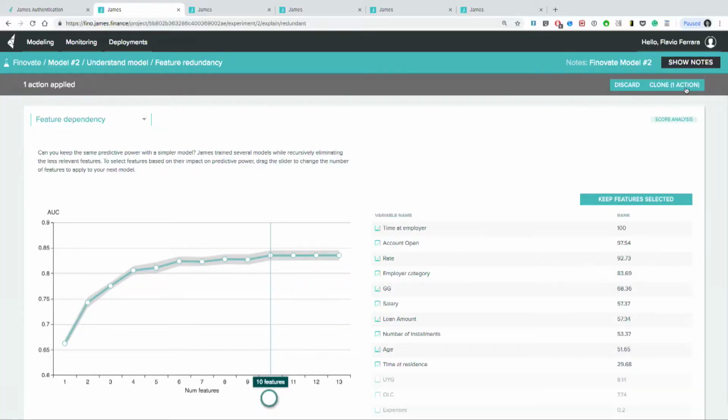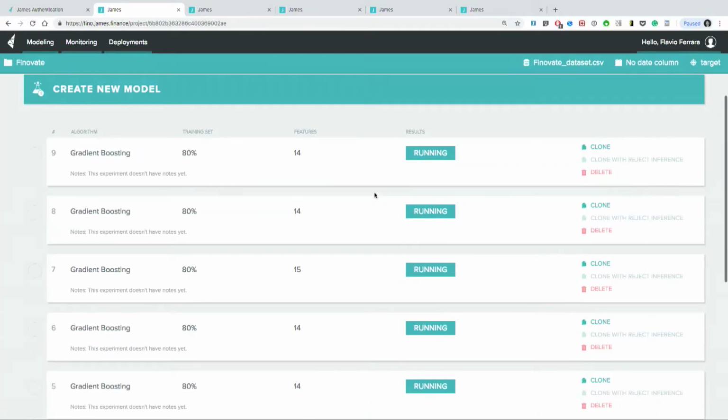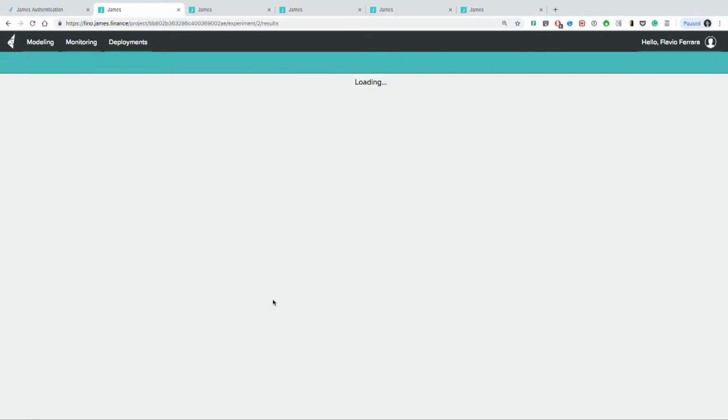For example, in this case, James is showing us that we can get rid of 3 features, 2 of which are bureau scores, and keep performance exactly where it is. So okay, same flow as before, train again, take that information in mind, go back in.